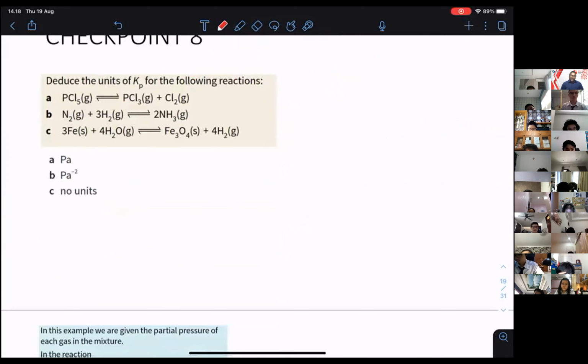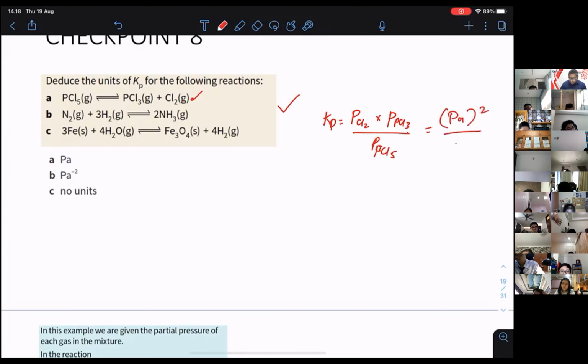But before we apply, it's the same way. How do we deduce units? The unit for partial pressure is Pascal. So for example, I want to find out what is going to be the unit of this A. Quite simple. We know that Kp of this is going to be partial pressure of Cl2 times partial pressure of PCl3 divided by partial pressure of PCl5. And I know this is Pascal to the power of 2, Pascal to the power of 1, cancel, cancel, I get Pascal. So that is going to be my answer. How about C then? Do remember, we are applying Kp for gas only.